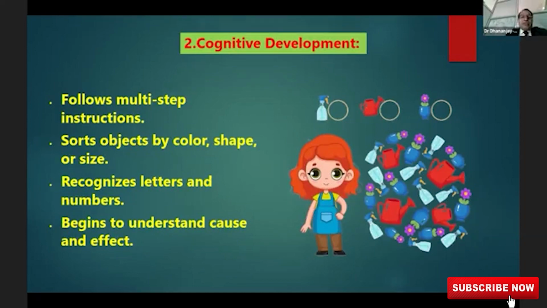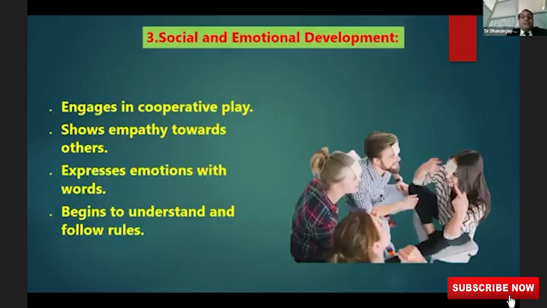Meaning the child is able to follow multiple-step instructions. Sorts objects by color, shapes and sizes, recognizes letters and numbers, begins to understand cause and effect, engages in cooperative play, shows empathy towards others, expresses emotions with words, begins to understand and follow rules.